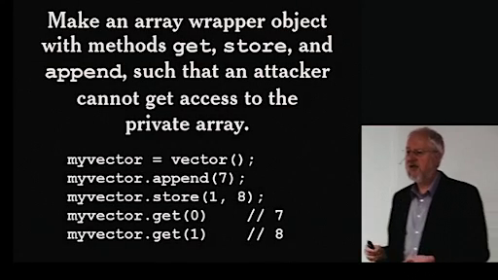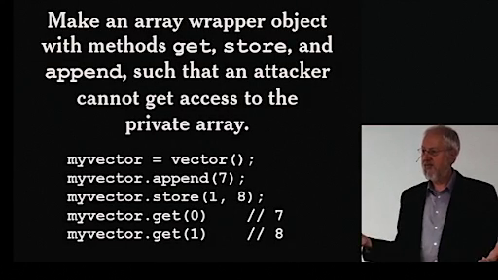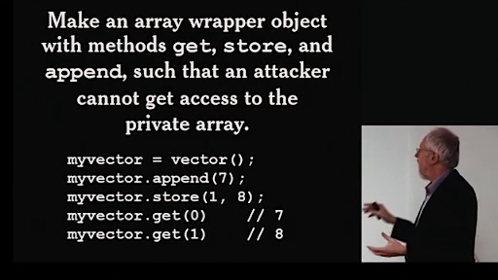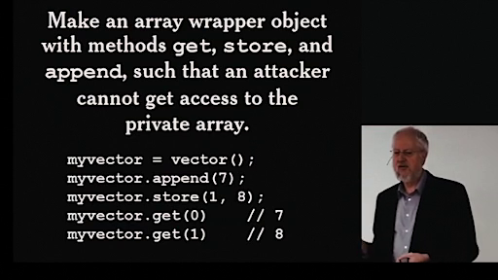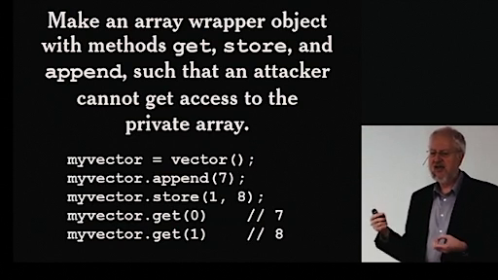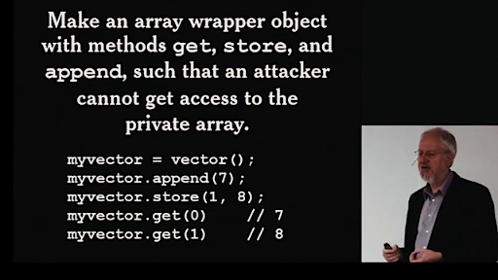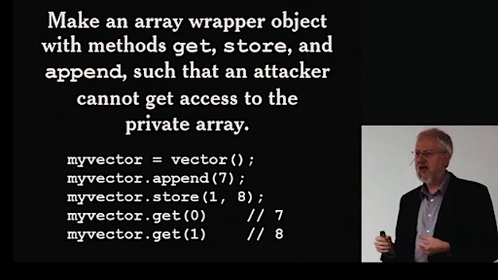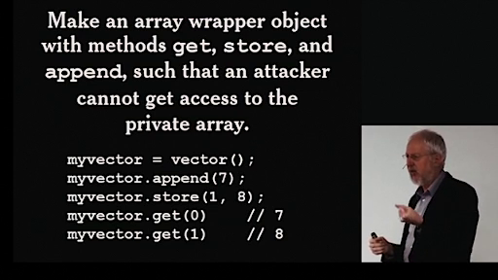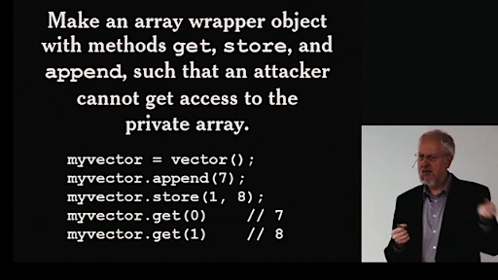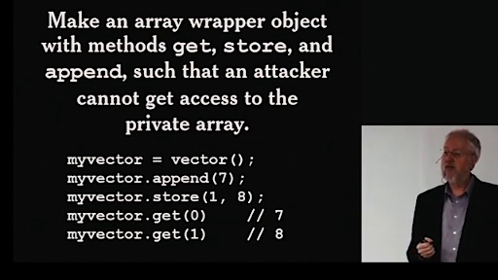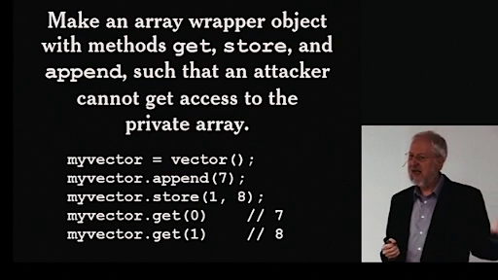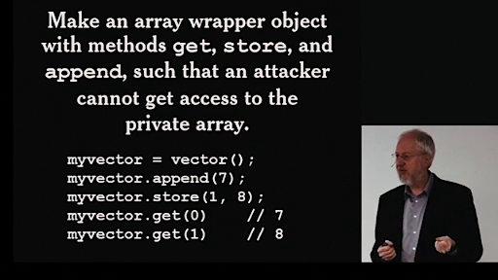Here's the next problem. This one's going to be a little bit different in that we're going to do it all together. Okay, so we're going to make an array wrapper object with methods get, store, and append such that an attacker cannot get access to the private array. So the idea is that we've got an array and we want to protect it behind a good API. And we want to be able to hand it to a third party, even a malicious third party that might want to get directly to the array, which we want to prevent.